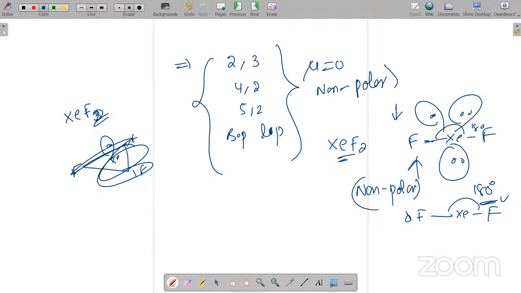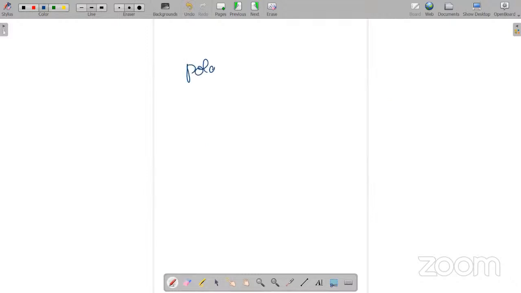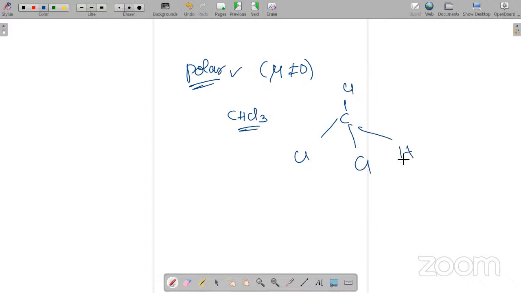Next one is polar. Very important is polar compounds. How do you decide a polar compound? Where the dipole moment is non-zero. Next example: if you take CHCl3, carbon, chlorine, chlorine, chlorine, and hydrogen. The dipole moment will be this side, and the other dipole moment will be this side. There is very little impact of these dipole moments, so this is a non-zero dipole moment. Then this is a polar molecule.